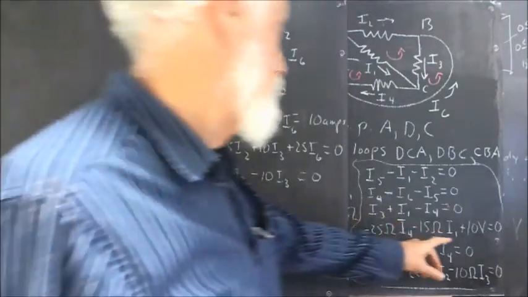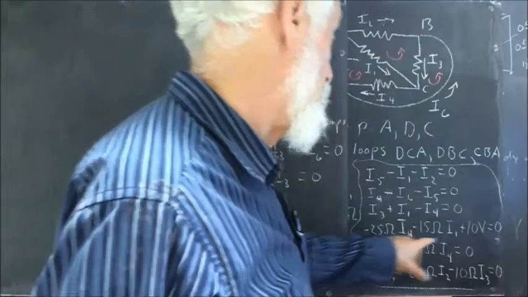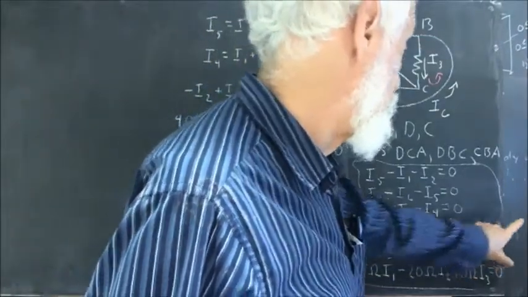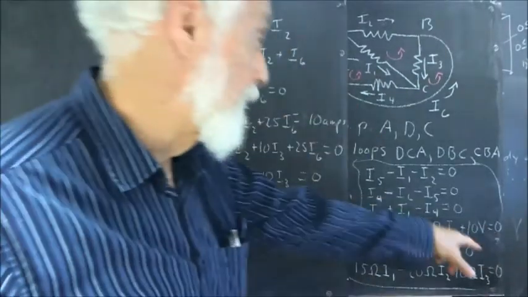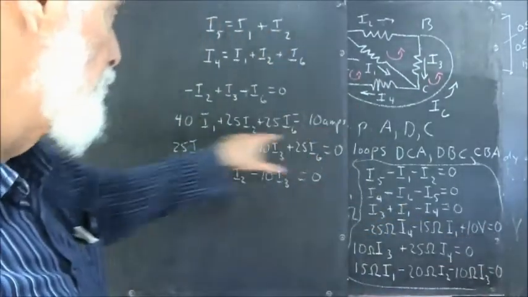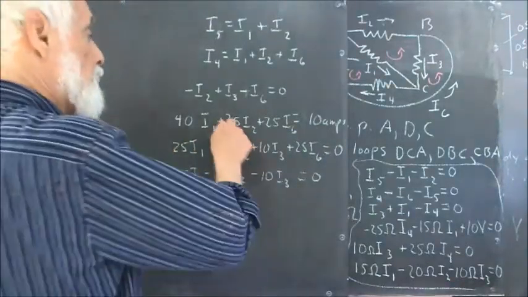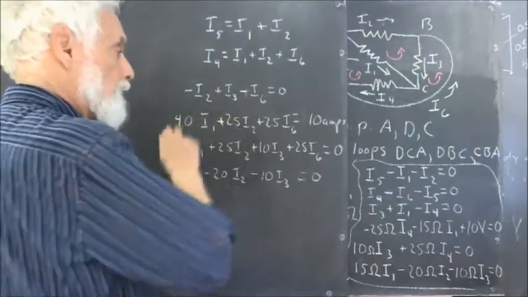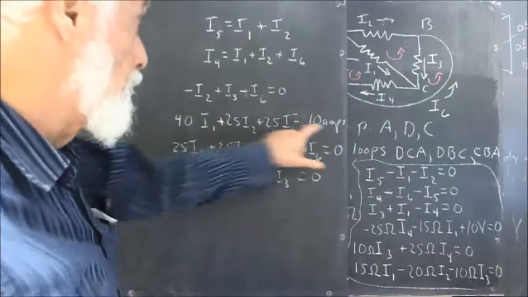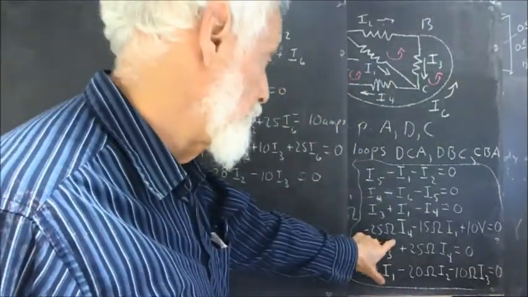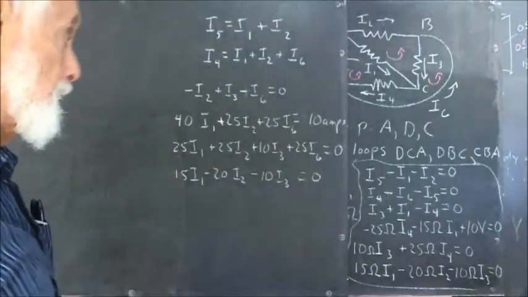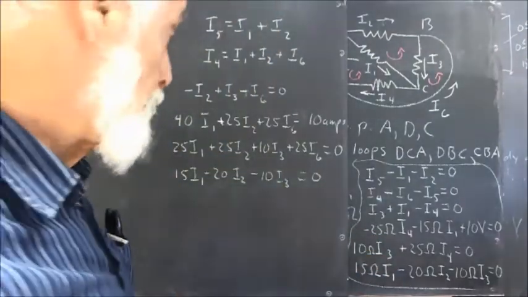And now I've taken care of my I1 and my I4, and my 10 volts, well, now it's 10 amps since I've divided through by ohms. It's going to go on the other side. That would become a negative, but since I'm reversing all the signs, I've got this. So I've done a couple of things there, but you should convince yourself either that I'm right or I'm wrong. When I substitute for I4 in this equation, this is what I get.